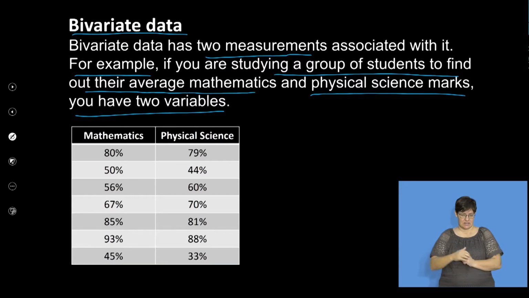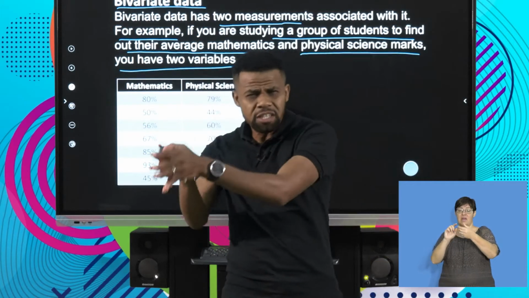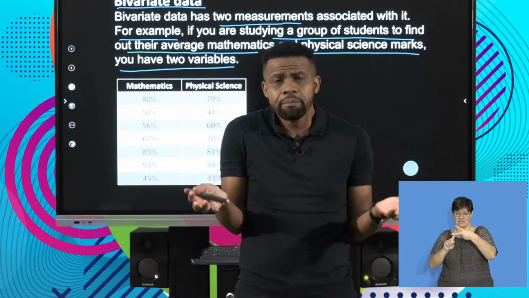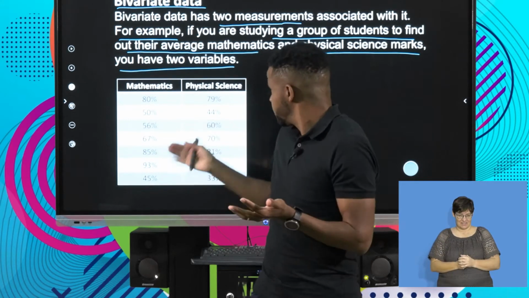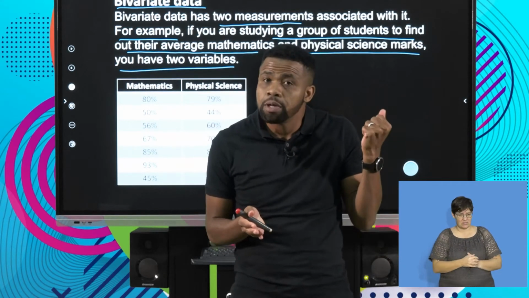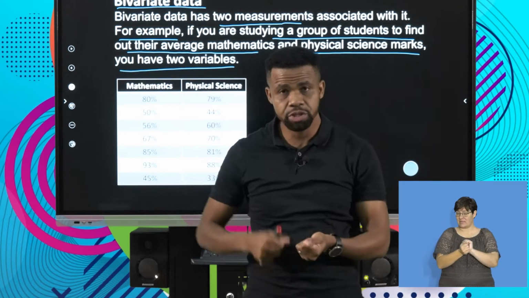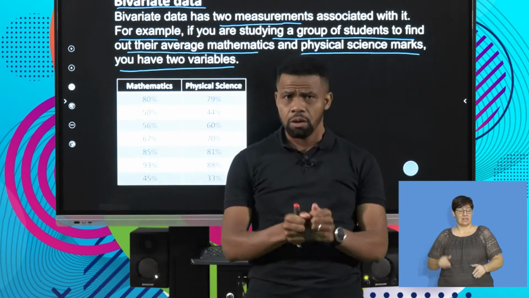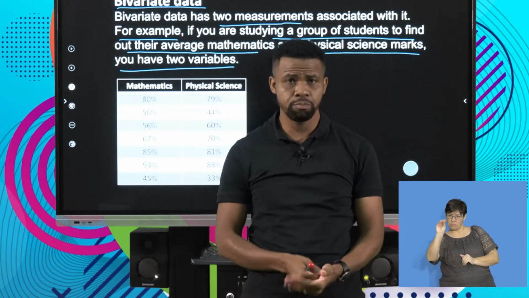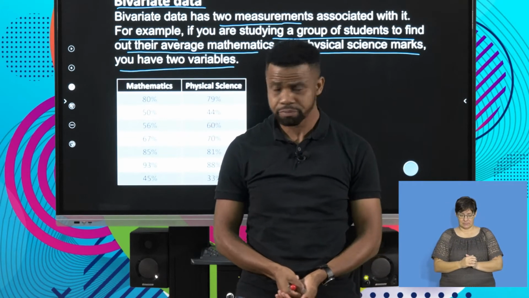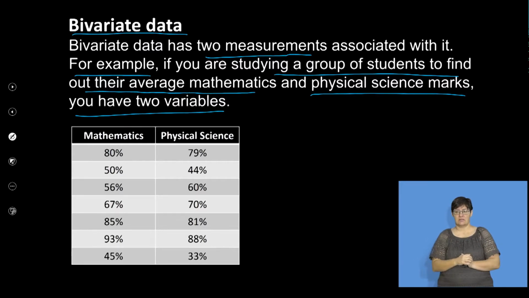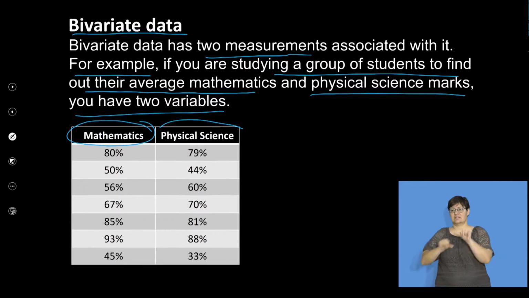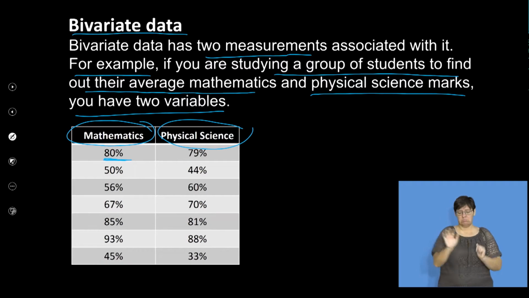What do we have here? We have students' mathematics marks and physical science marks. And we might be interested in, does a high maths mark mean a good physical science mark? So we want to plot the two points and see what is happening. If you look at this, what does this mean? This is maths and this is physical science. So a student who gets approximately 80% in maths gets 79% in science.